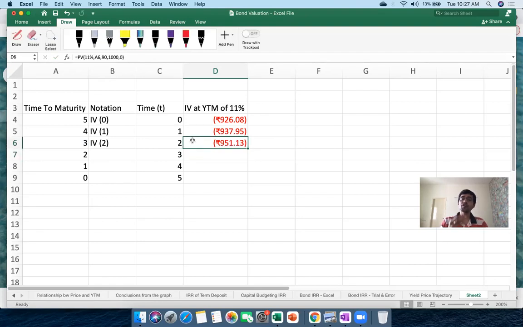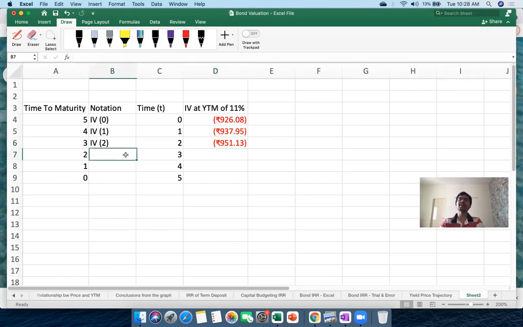Now the intrinsic value of this bond has further increased from 938 to 951. Earlier, IV0 was 926 and IV1 was 938. IV2, which means intrinsic value standing at t equal to 2, where I have 3 years left for maturity, is 951. So this is the present value of all the future benefits. Future benefits over here are 3 years' worth of coupon and the redemption value at the end of the third year. At the end of the third year basically refers to the fact that from t equal to 2, we just have 3 years left for maturity. That's the reason I said at the end of the third year.